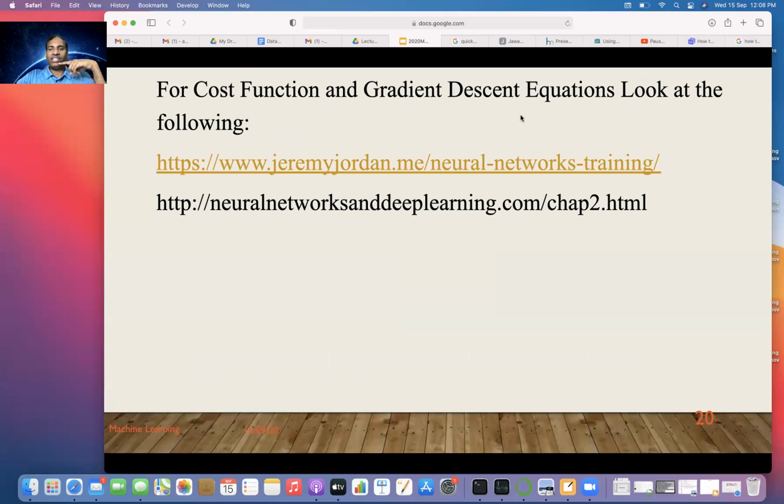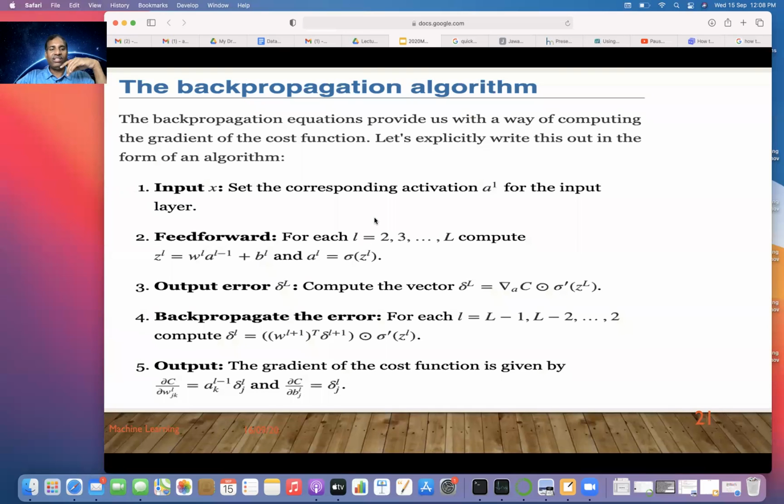For cost function and gradient descent equations, look at the following. You can go through and see how the cost function is computed here. But I will try to explain the algorithm, how we fix the weights here. This is called the back propagation algorithm. In neural networks, there is forward propagation and the back propagation algorithm. I'll help you understand what back propagation is.